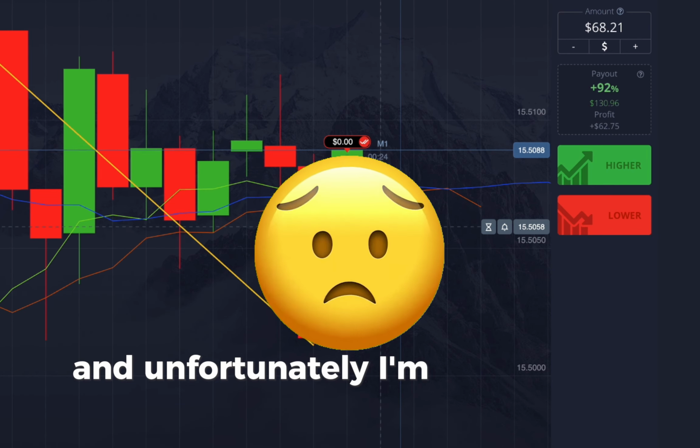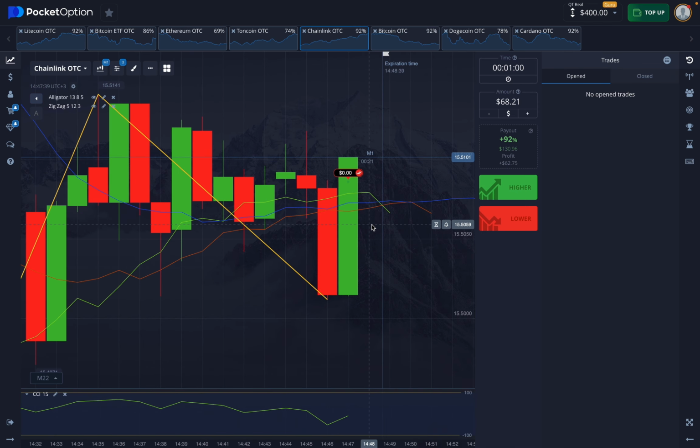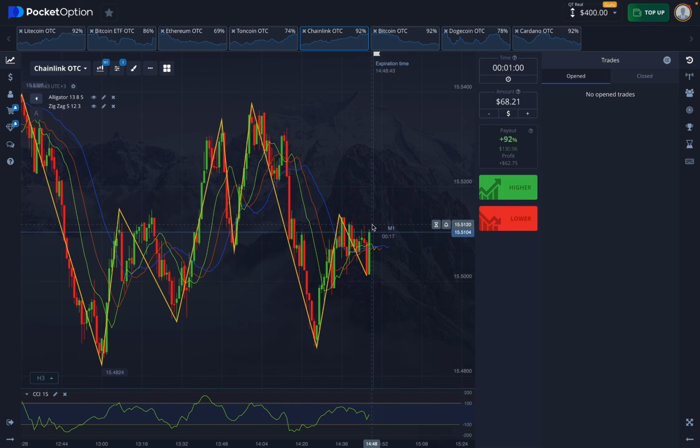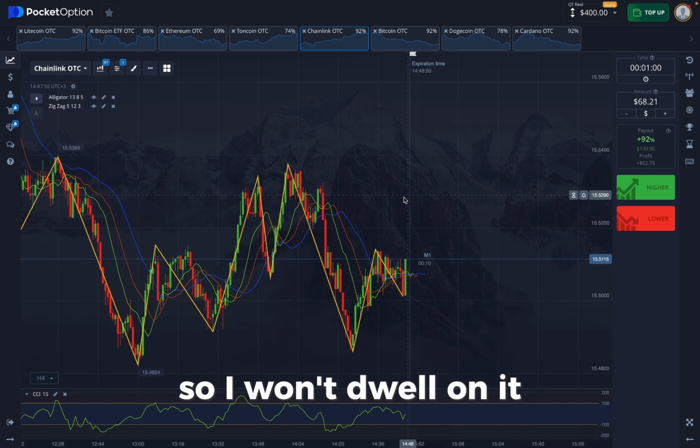And unfortunately, I'm closing the deal in the negative. There was an upward momentum after all, and I ended up closing it in the red. Well, that happens. There was such a strong exit here, so I won't dwell on it.